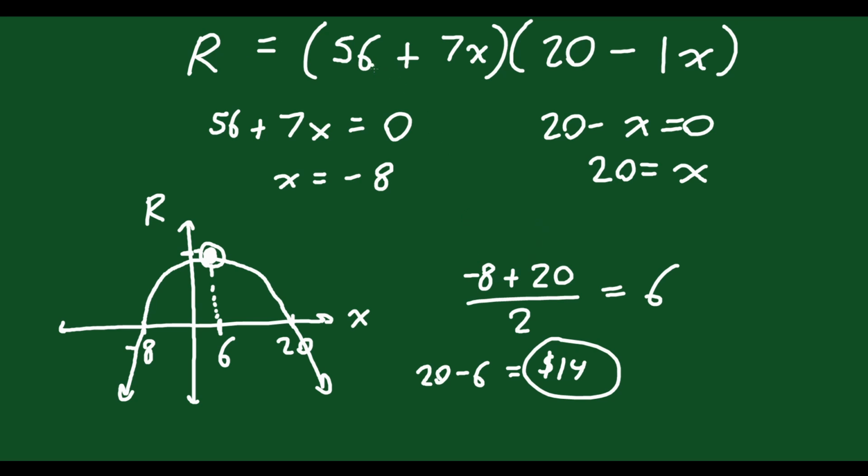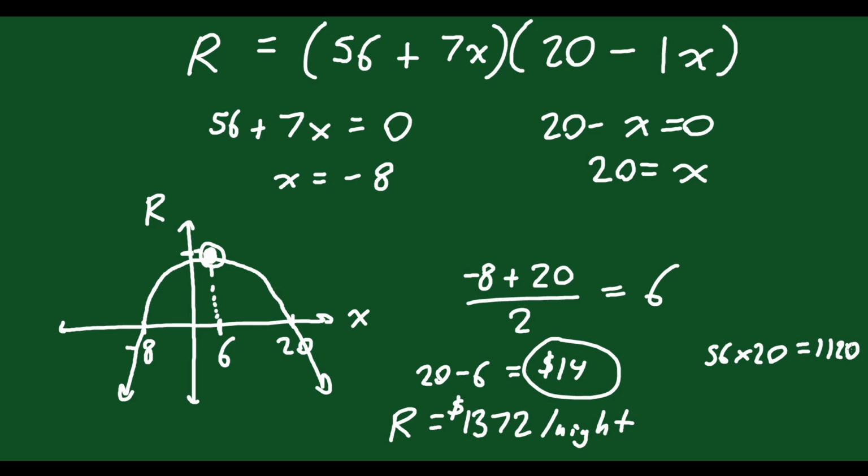If you do so, you would have 56 plus 7 times 6 times 20 minus 6. And if you do that, you'll get your revenue is equal to $13.72, and that's per night, right? That's what we're talking about here is the nightly revenue. So that, compared to your original situation, which is 56 times 20, right? You're having 56 sites rented out at $20 per site. Well, 56 times 20, that's equal to $11.20. So you've increased your profit by more than $200, right, by dropping your prices to $14 from $20.